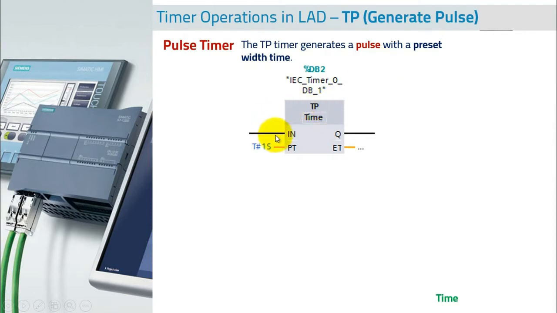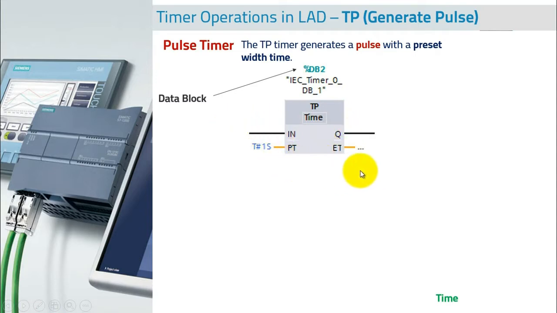What does it mean? If you see, this is a block diagram, and here we have a data block. This is the address of a data block. Now what is a data block? A data block is a block which stores the parameters of this timer. It stores parameters like how much the preset time is, which I will explain, and the status of the input, the status of the output, and the status of ET. So you can understand this data block as a memory which stores its parameters so that we can access them later on in our program.